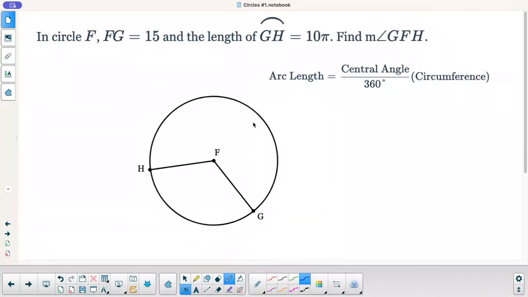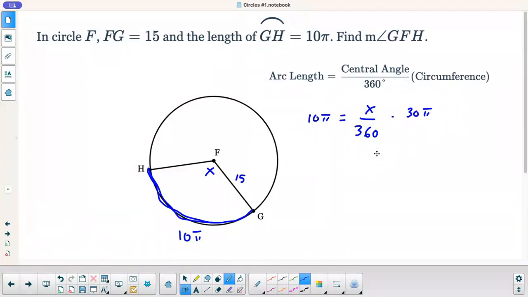All right, next one. This time we're going the other way. They're going to give us the arc length. So here's my arc GH, sorry, it's a little sloppy, is 10 pi. We want to find the measure of angle GFH, so I'll call it X right there. So the 10 pi goes in for arc length. Central angle, we do not know. Oh, we do know the radius is 15, sorry. And then my circumference is 2 times pi times 15. So I'm just going to make it 30 pi, because my diameter would be 30.